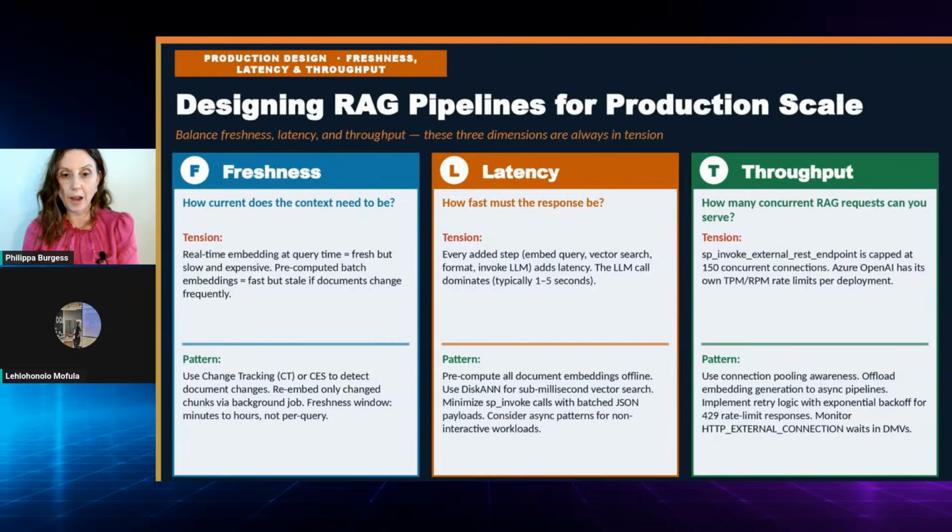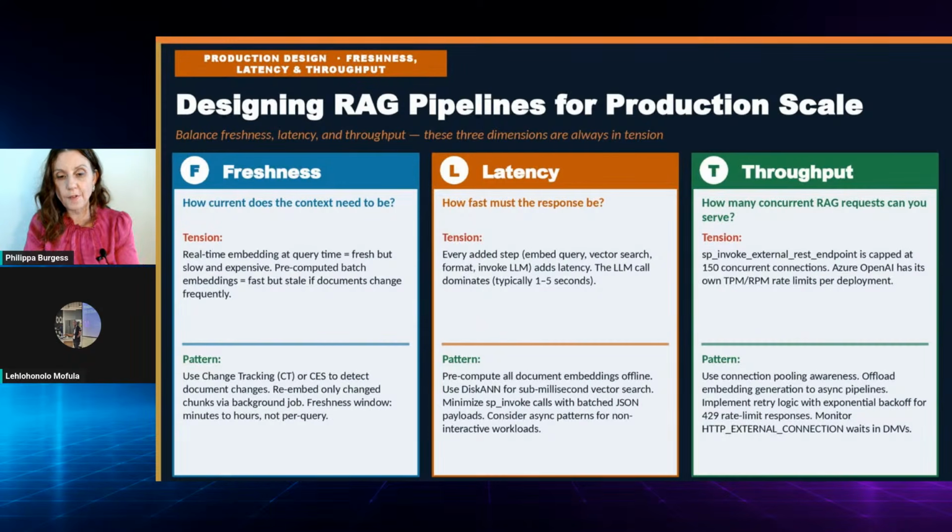And designing RAG pipelines for production scale. Freshness: how current does the context need to be? Tension: real-time embeddings at query time equal fresh but slow and expensive. Pre-computed batch embeddings equal fast but stale if documents change frequently. Pattern: use change tracking or CES to detect document changes, and re-embed only changed chunks via a background job. Freshness window: minutes to hours, not per query.